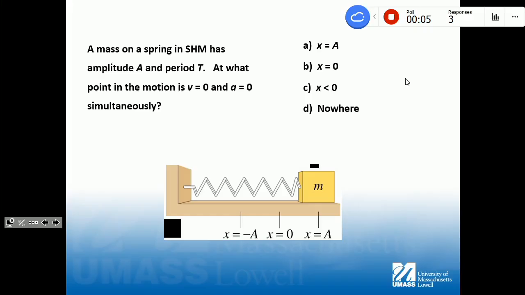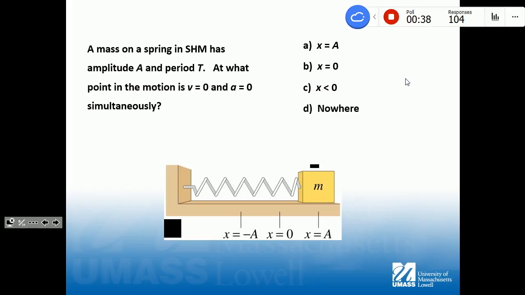Now look at what I'm asking. It's an object undergoing simple harmonic motion with amplitude A and time period T. At what location are V and A simultaneously 0? What is true of an object if it has a simultaneous V and A of 0? What's it doing? It's not moving. It's at rest and it's staying at rest. Is this object doing that?